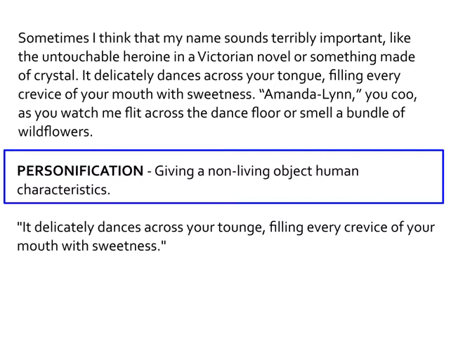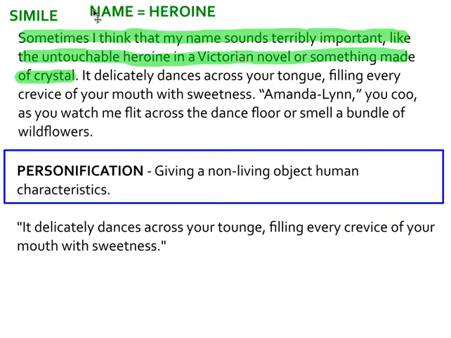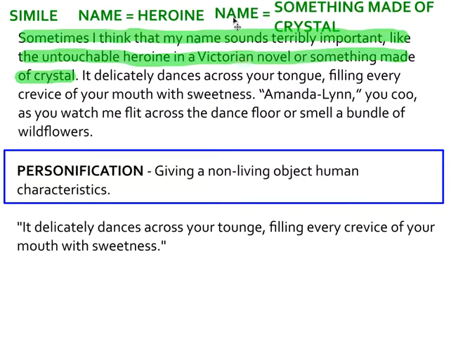Did you find it? It's right here. Sometimes I think that my name sounds terribly important, like the untouchable heroine in a Victorian novel or something made of crystal. In this simile, I'm comparing my name to a heroine. I'm also comparing my name to something made of crystal.